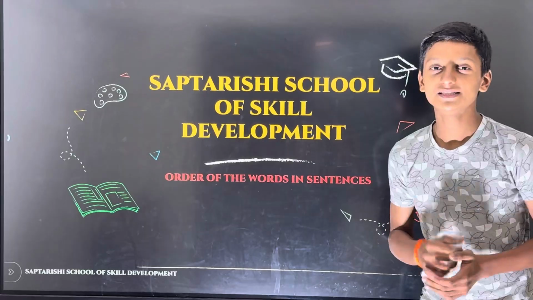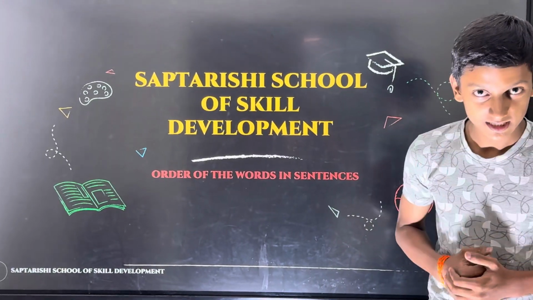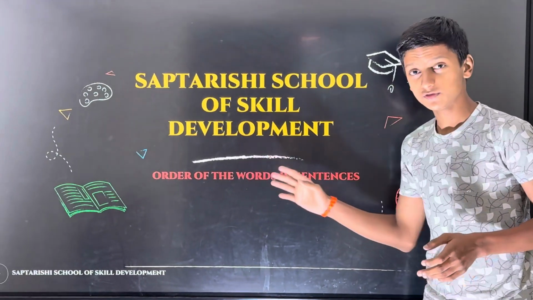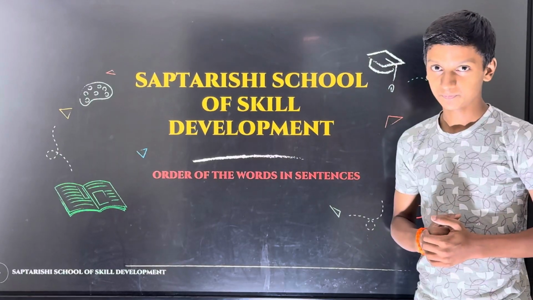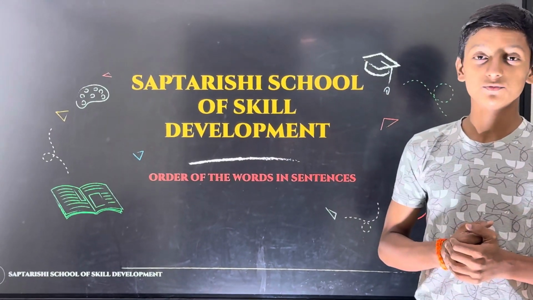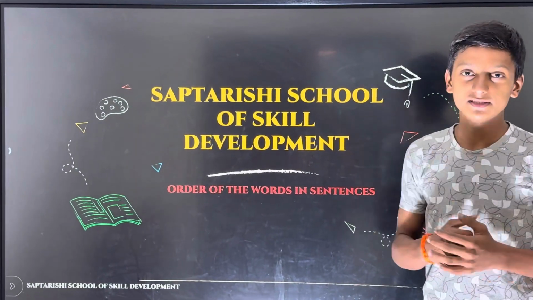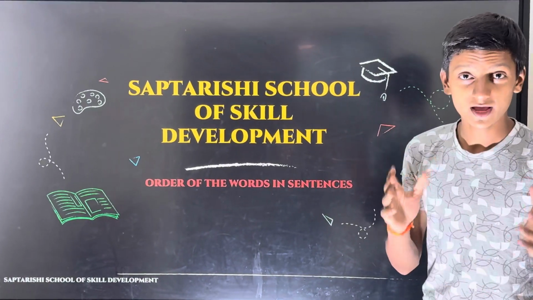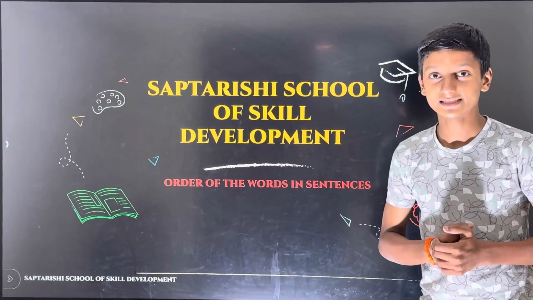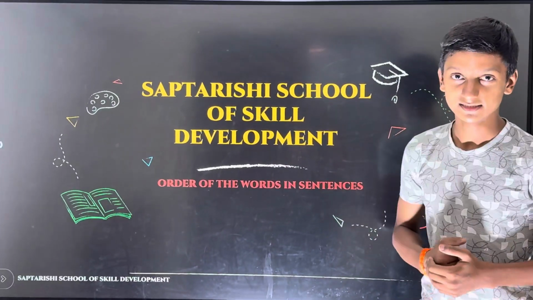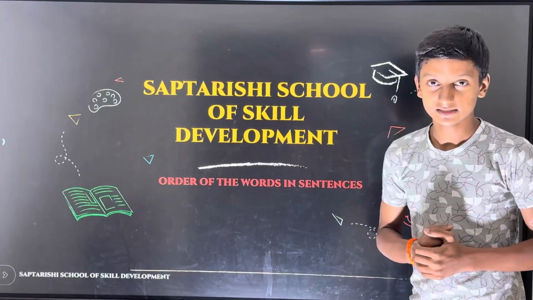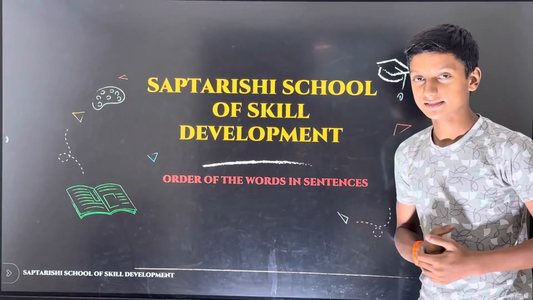We are here with the second topic of the English grammar section, which is order of the words in sentences. We have already discussed the first topic, which is how to read and write English. We have covered all the parts. Hope you have watched it. If you haven't, you need to watch all the classes so that you can understand this lesson.